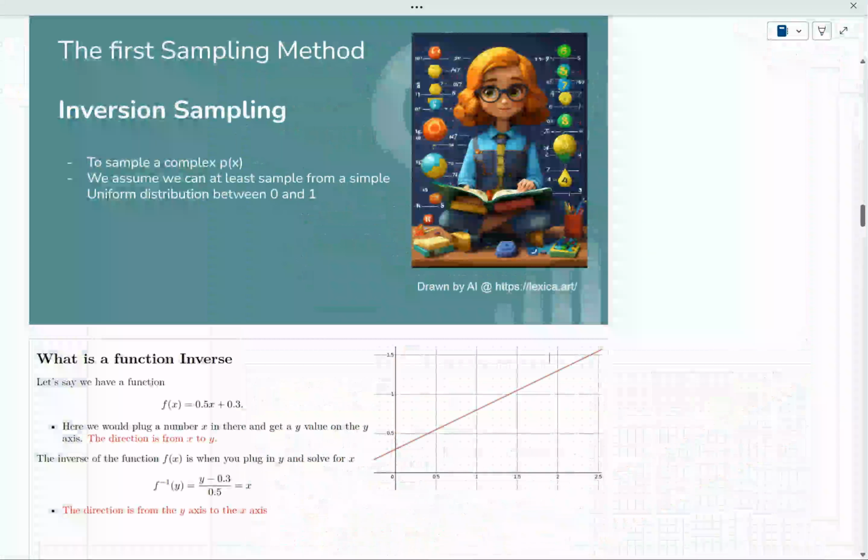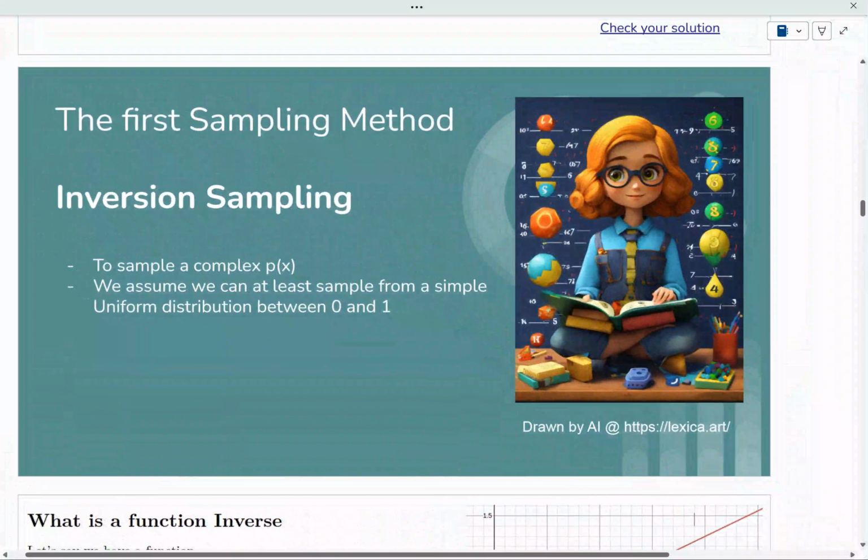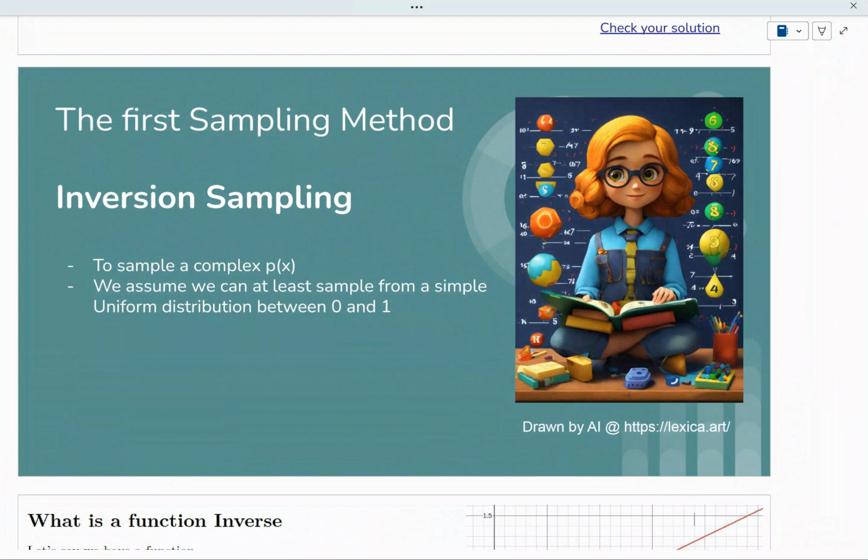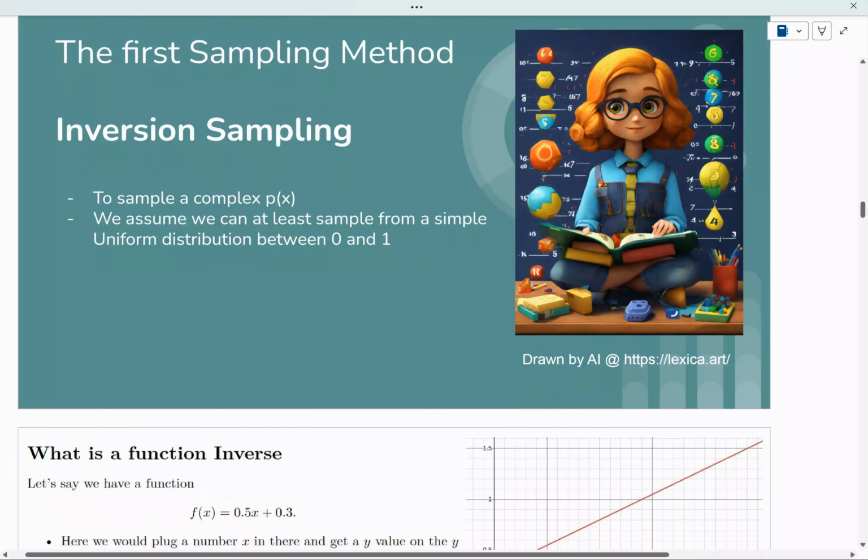All right. Welcome back to part two. We're now going to go over some of the sampling methods that would allow us to essentially generate samples for complicated distributions. The first sampling method is called inversion sampling. This is one of the easiest methods that we know.